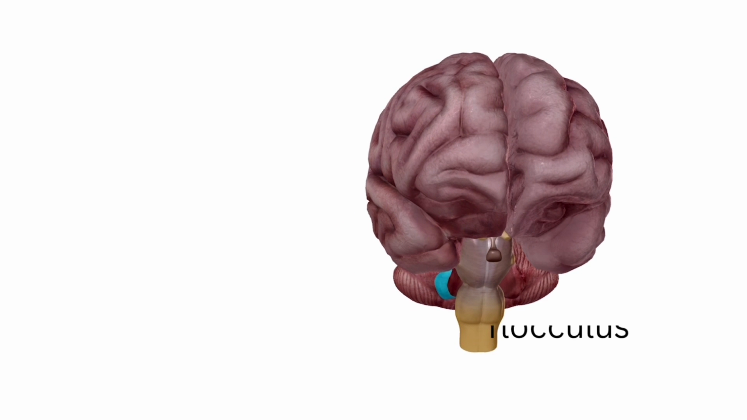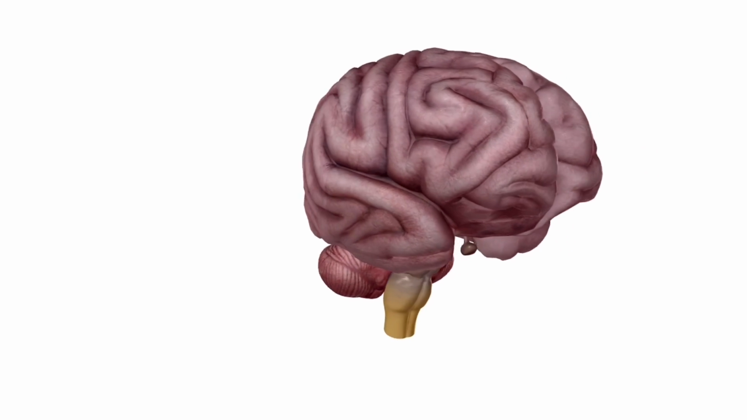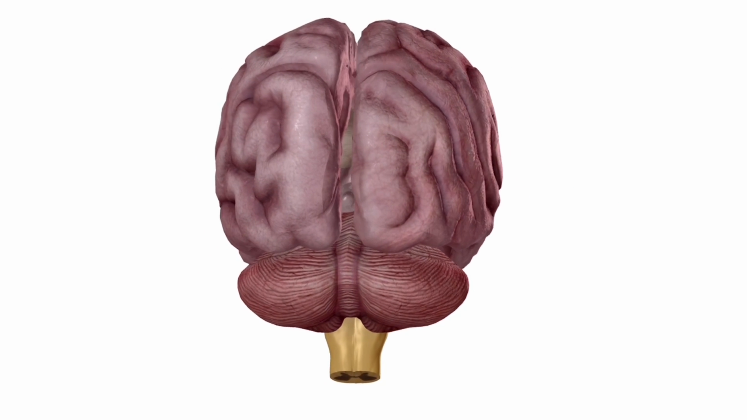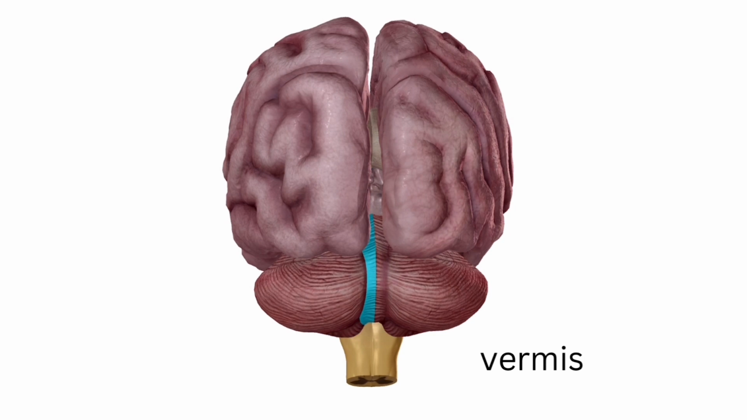On the anterior, we can see the cerebellar peduncles, and from a posterior view, we can see the cerebellar tonsils and the vermis.